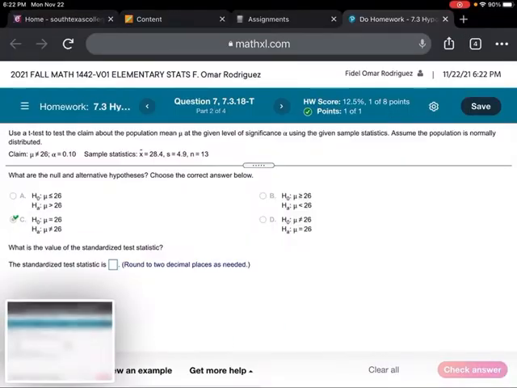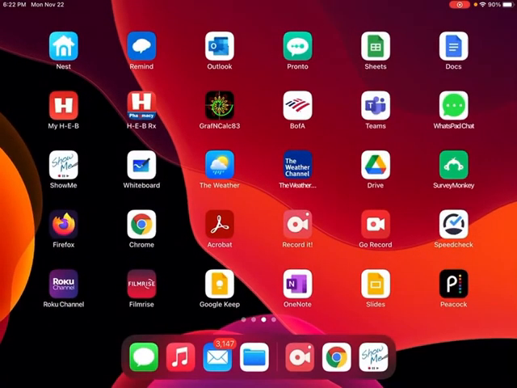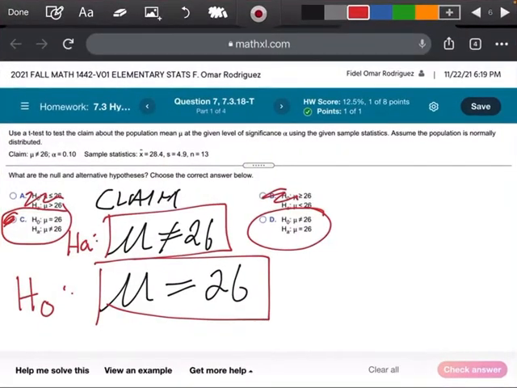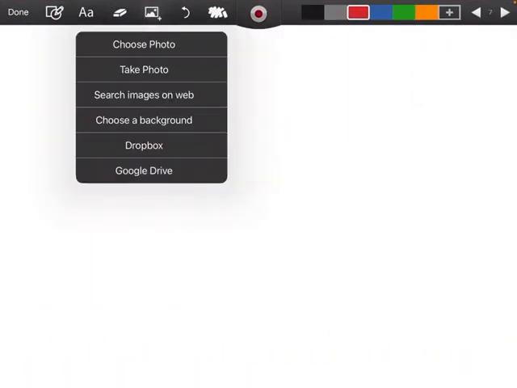Okay, the second part says, what is the value of the standardized test statistic? So let's see if we can find that part. Let me take a screenshot of this real quick here, y'all.